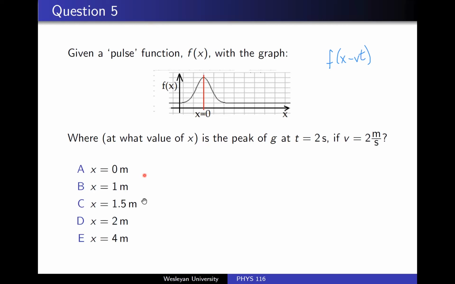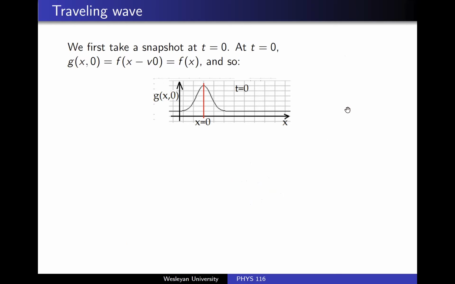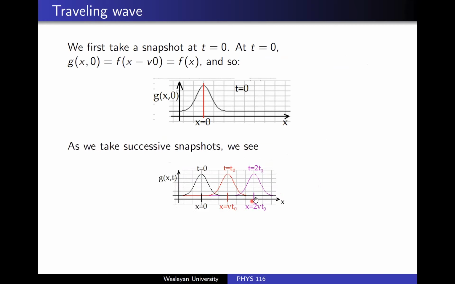But what about at later times? For example, at t equals 2 seconds, if v is 2 meters per second, since the peak is where x minus vt equals 0, that implies x is equal to vt at the position of the peak. And plugging in for v and t, we see that the peak has moved to x equals 4 meters. Here's a snapshot at t equals 0, and here are 2 subsequent snapshots. And you can see that as time passes, the pulse moves to the right.